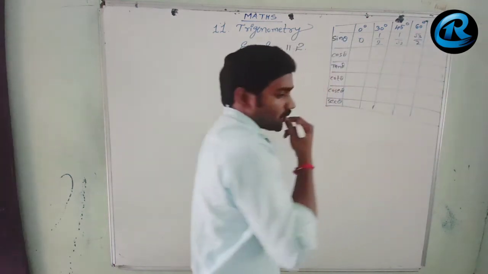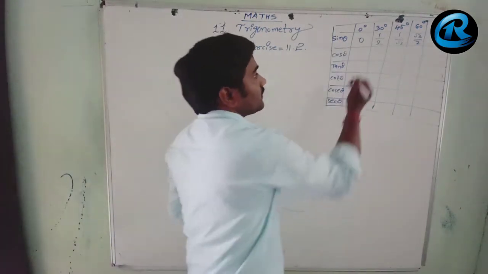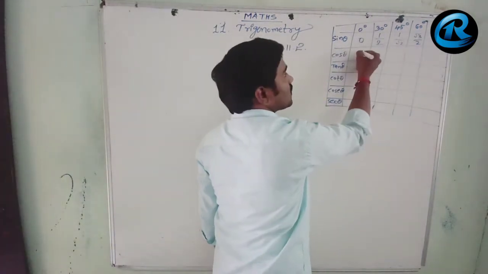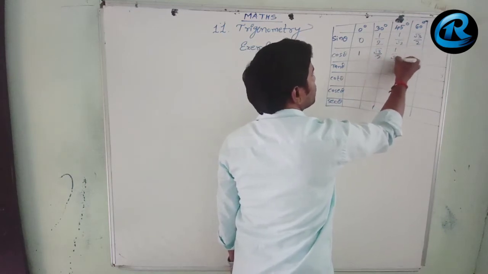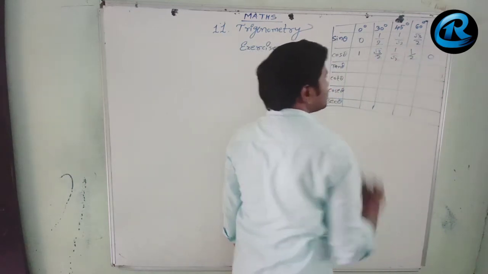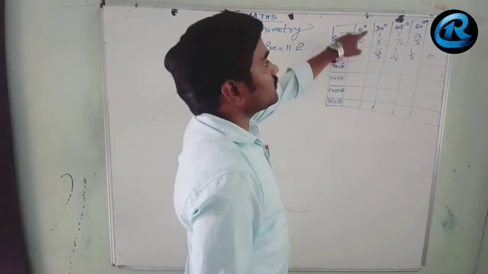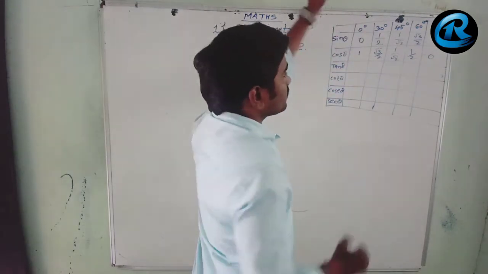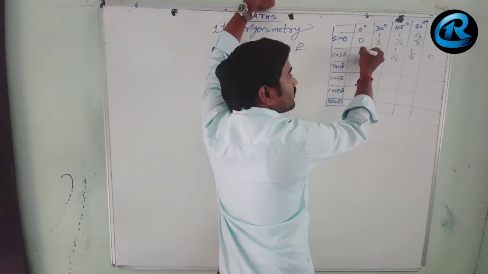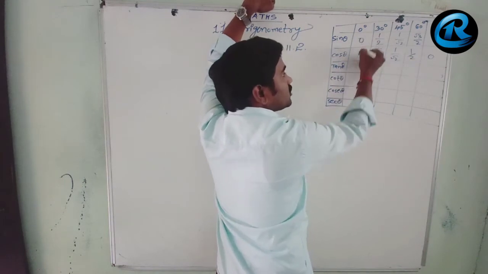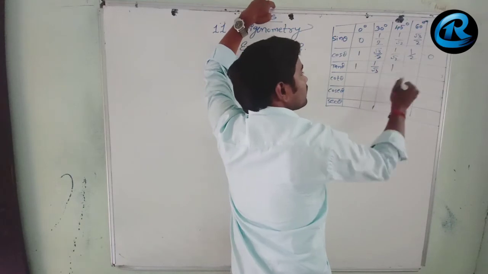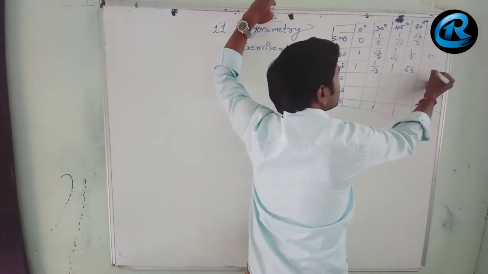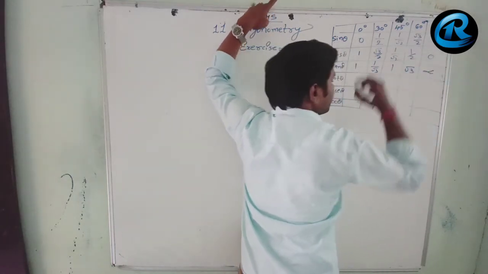Sin 90 is 1. Then the reverse order of sin theta is cos theta: 1, root 3 by 2, 1 by root 2, 1 by 2 and 0. And tan theta values are these. See, sin by cos is tan, that is 0 by 1 is 0, then 1 by root 3, tan 45 is 1, tan 60 is root 3 and 1 by 0 is infinity.